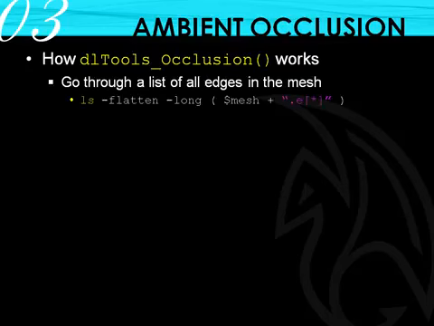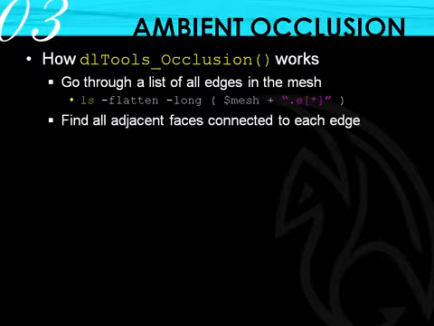So first we're going to get all of the edges on our mesh, and we can use LS with the flatten and long flags to get us the full listing of all of the edges on the mesh using mesh plus E. And here's a little trick you can do. You can put an asterisk, a wildcard, inside a bracket to be able to get all of the edges. In this case, an edge or any sort of component. You could use F for face or VTX and put an asterisk. It has to be in quotation marks, has to be in a string to be able to return all of the components. So we're going to find all adjacent faces connected to each edge.